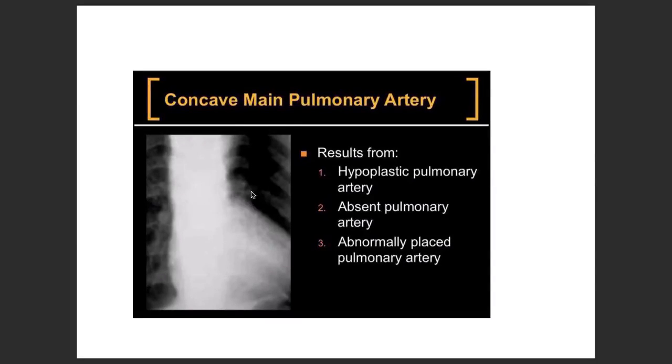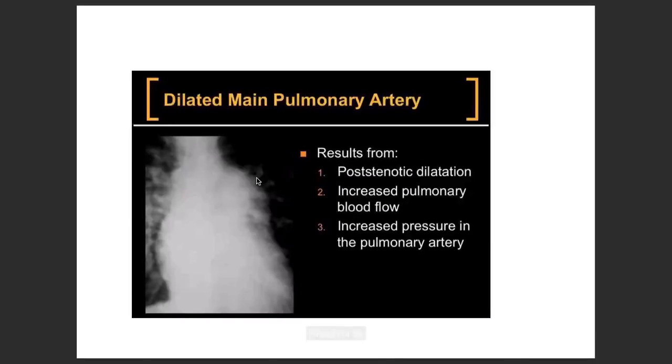So there is the concave main pulmonary artery. It happens in conditions such as hypoplastic pulmonary artery, if an absent pulmonary artery is there, or otherwise also abnormally placed pulmonary arteries. And then comes the dilated main pulmonary artery. It is due to post-stenotic dilatation or increased pulmonary blood flow, and also in cases of increased pressure in the pulmonary artery, of course.